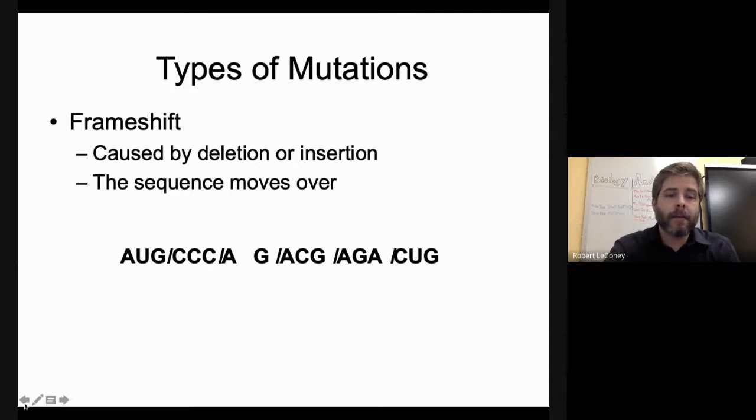I delete that A. Look at it again. Codes of 3: 1, 2, 3, 1, 2, 3, 1, 2, 3, 1, 2, 3, 1, 2, 3. I get rid of that A, we don't keep gaps, so everything shifts over into the wrong frame. That's what we call this. In between these lines, it's a frame, and they shift over a frame.